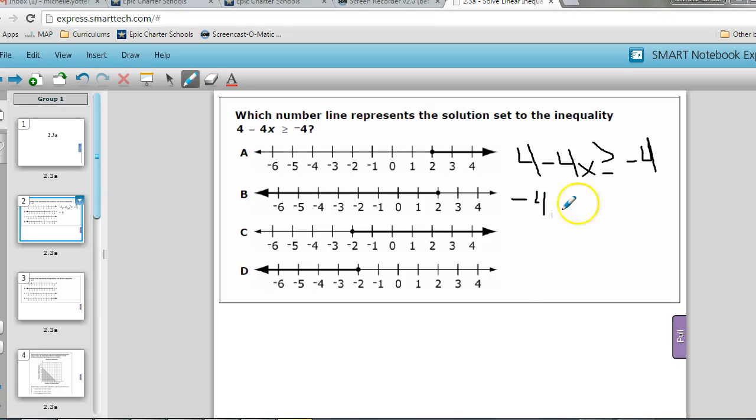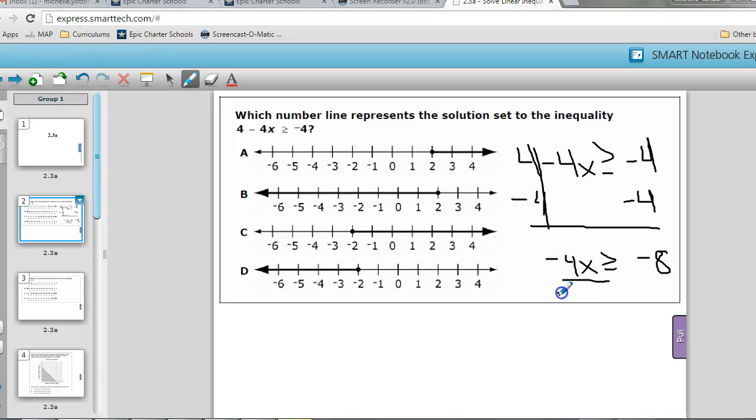So if we're solving this inequality, we're going to move our number over first. So we're going to subtract 4 from both sides. Negative 4x is greater than or equal to negative 8. Okay, and then we're going to divide both sides by negative 4 to solve for x, which means we have to flip our sign. Okay, x, flip it, and this would be 2.